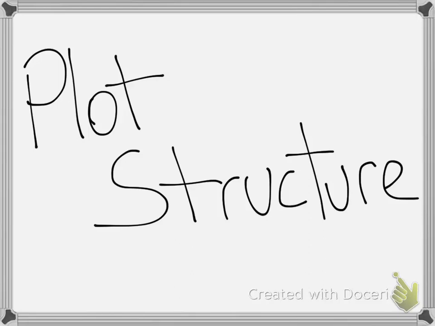Alright class, so today we're going to be looking at plot structure, and we're also going to take a look at the good old plot pyramid that we'll be using in class this year. Alright, so let's get started. At its most basic form, the plot structure consists of 6 attributes.